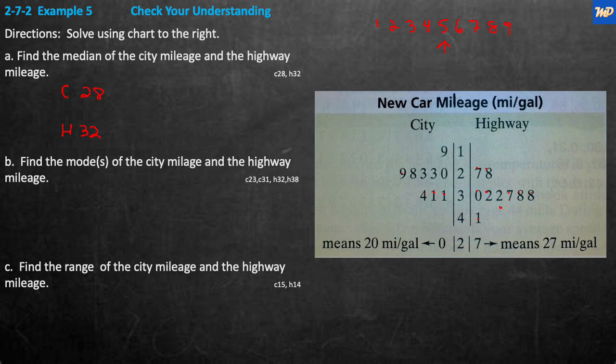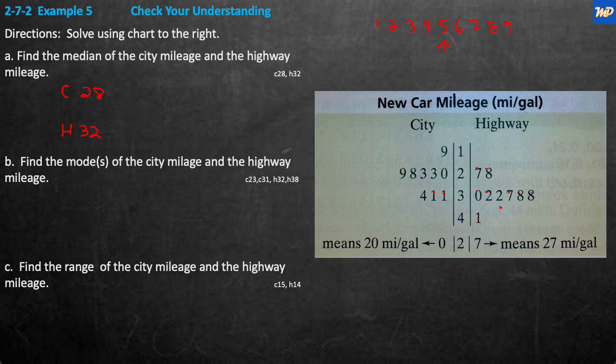So find the mode or modes of the city and highway mileage. If you remember, you can have no modes, you can have one mode, you can have 2 or more modes, depending on how many terms you have. But the mode is the value that occurs the most often. And if there's a tie, so to speak, if there are 3 values that occur the same number of times, then you're going to have 3 different modes. So let's look at these.